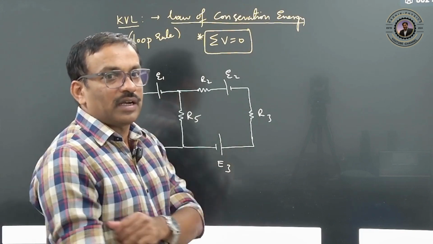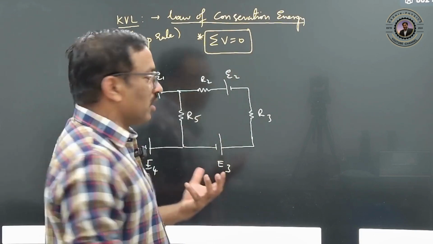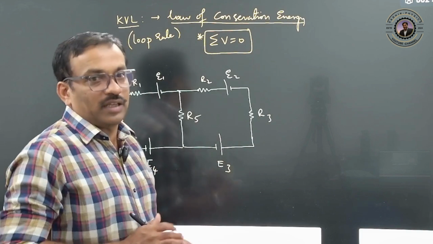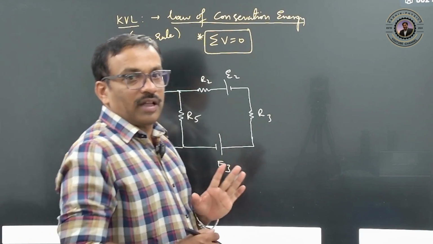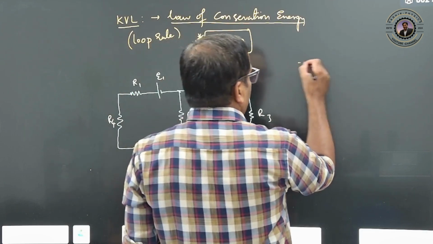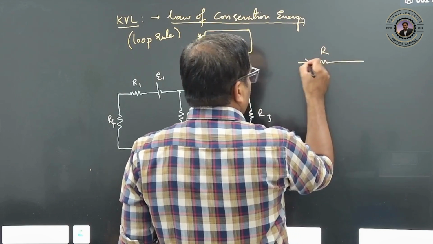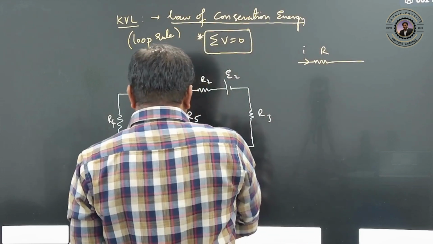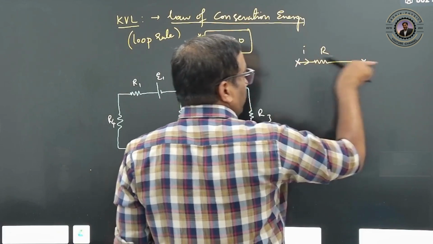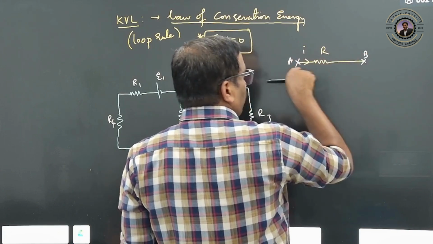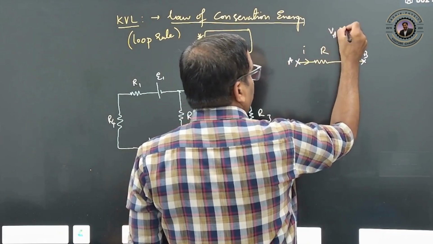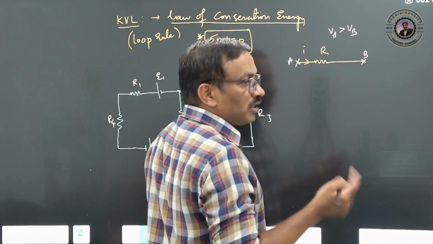Now how to apply this KVL equation? Just 2 or 3 minutes, listen slowly, so that you can do any type of question and apply the KVL very easily without memorizing anything. Clear? First remember that current will flow from higher potential to lower potential. Suppose there is a resistance and current is flowing from A to B, that means VA will be greater than VB. Then only the current will flow, from higher potential to lower potential.